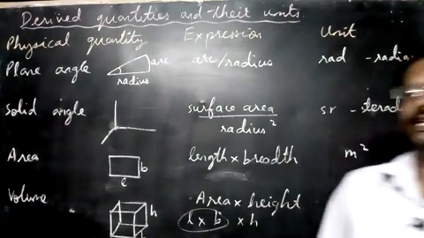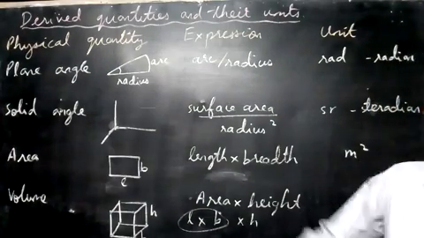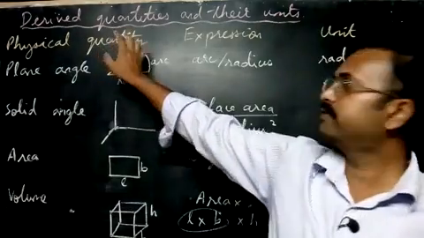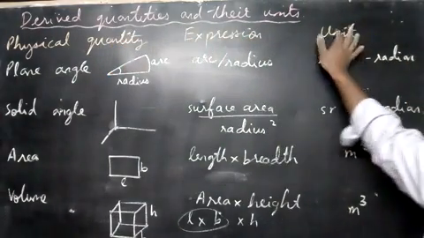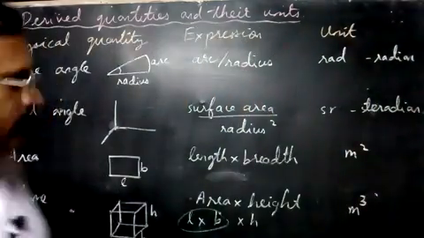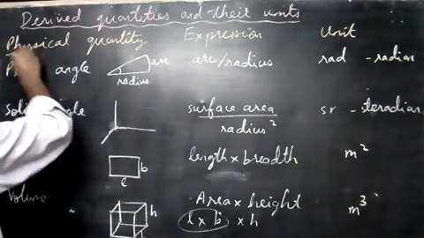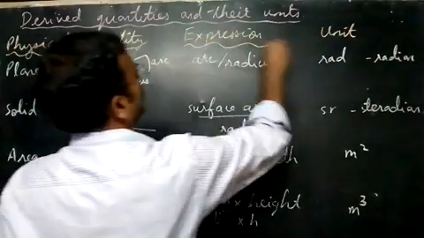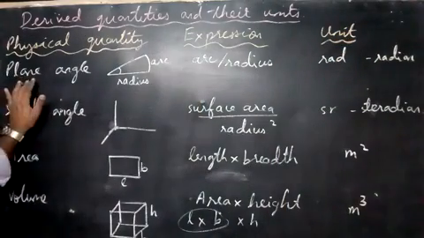Let us now study about derived quantities and their units. We have three things here: physical quantity, expression, and unit. Let me underline that. So, physical quantity, the expression, and then the unit here. First one we have is plane angle.